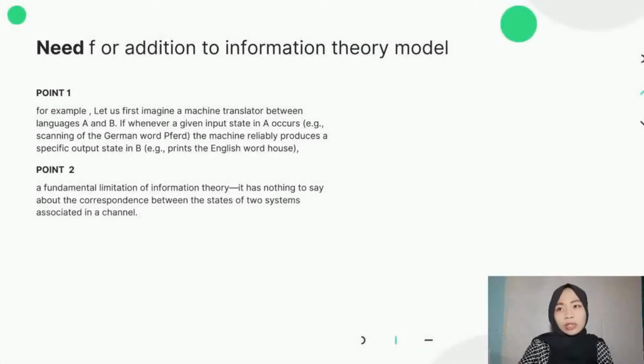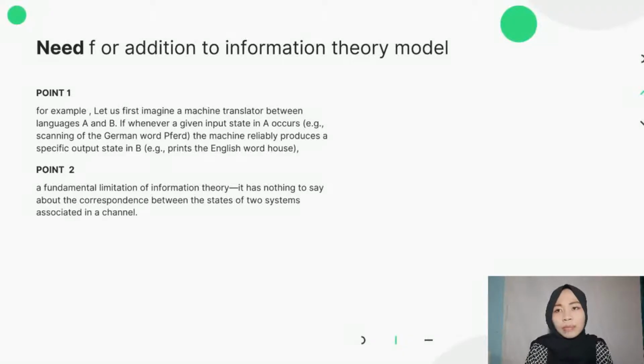Next, what we're going to discuss is a needed addition to the information theory model. Let us first imagine a machine translator between languages A and B. If whenever a given input state in A occurs, for example, scanning of the German word pferd, the machine reliably produces a specific output state in B, for example, prints the English word house, conditional entropy would be 0 and information transmission would appear to be perfect, except that it could be complete gibberish. What is accomplished here is actually a translation of the foreign language into some one of a near infinity of possible translation languages, but not English.